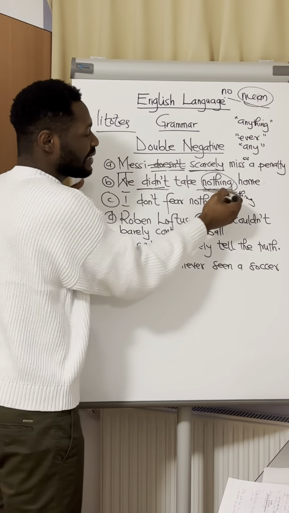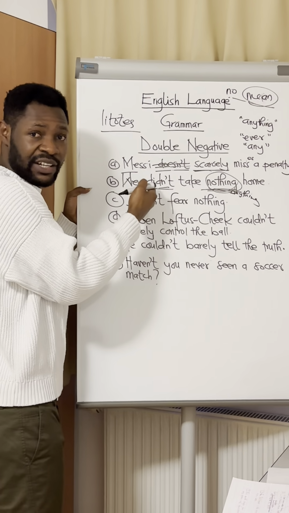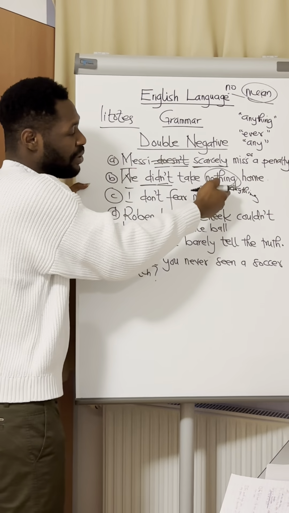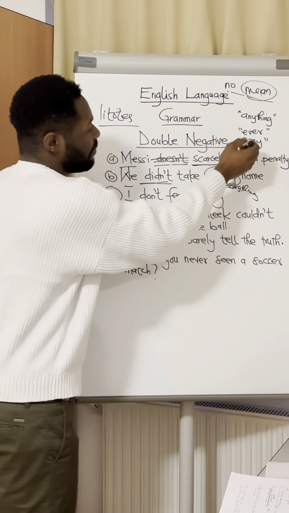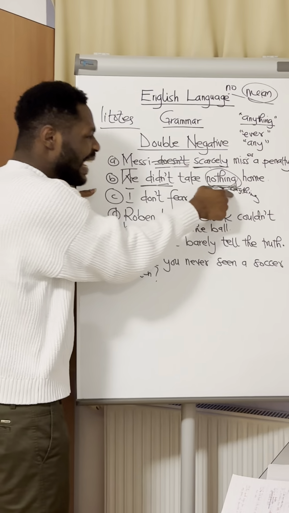So when you have nothing in the statement and you have didn't or a contracted word, you take the nothing out and replace it with what? Anything. That is why we have that here. So we didn't take anything home, not didn't take nothing.